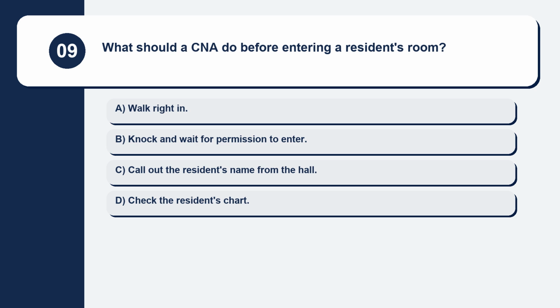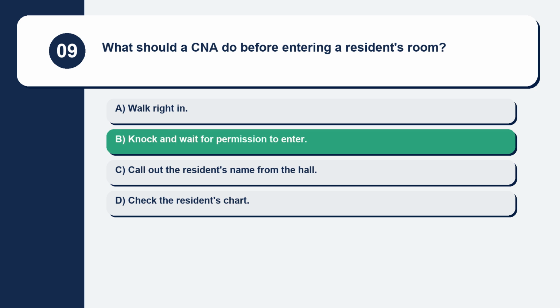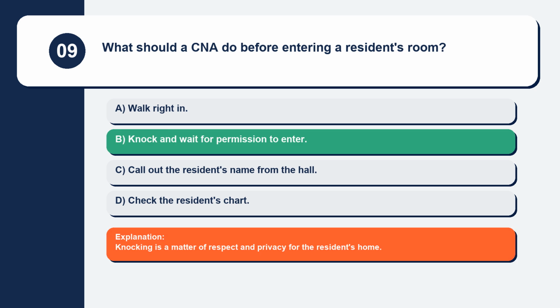Question 9. What should a CNA do before entering a resident's room? Walk right in, knock and wait for permission to enter, call out the resident's name from the hall, check the resident's chart. Knocking is a matter of respect and privacy for the resident's home.